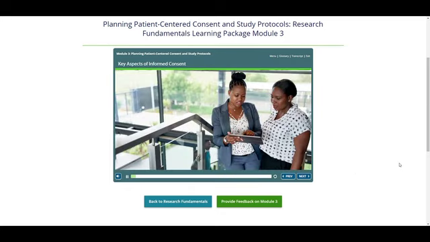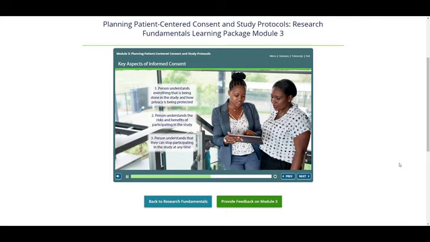There are three key aspects of informed consent. First, the study must be explained, including how the research team plans to collect information from the person and how the information is being kept private. Second, the person giving consent must understand the potential risks and benefits of participating that they might experience. Third, people should understand that they get to decide if they want to be in the study and can stop participating in the study at any time.